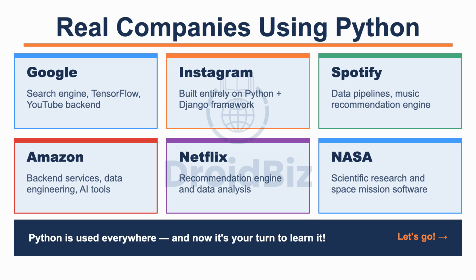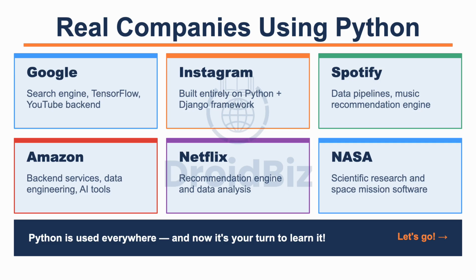Spotify uses Python for its data pipelines and its music recommendation algorithms, the system that suggests songs you might like. Amazon uses Python for backend services, data engineering, and artificial intelligence tools across its platform. Netflix uses Python for its recommendation engine and for data analysis, figuring out what shows to suggest to each viewer. And NASA uses Python for scientific research and space mission software. These are not small projects. These are systems used by billions of people every day, all powered in part by Python. Python is used everywhere, and now it is your turn to learn it.